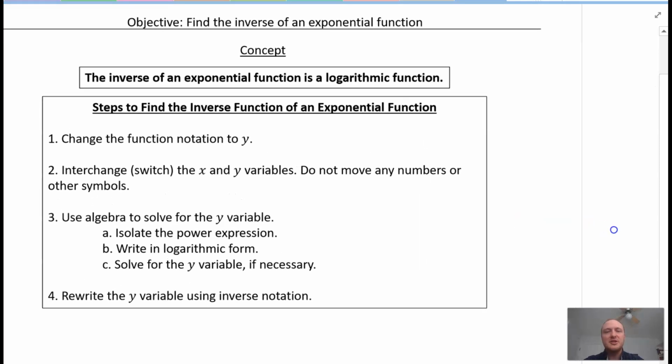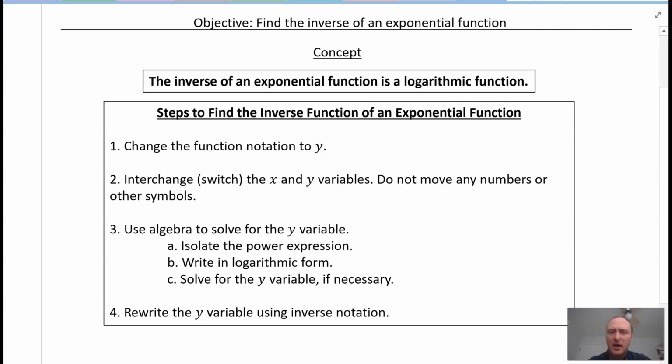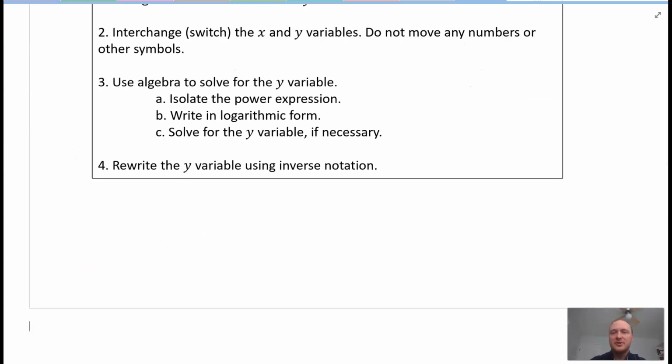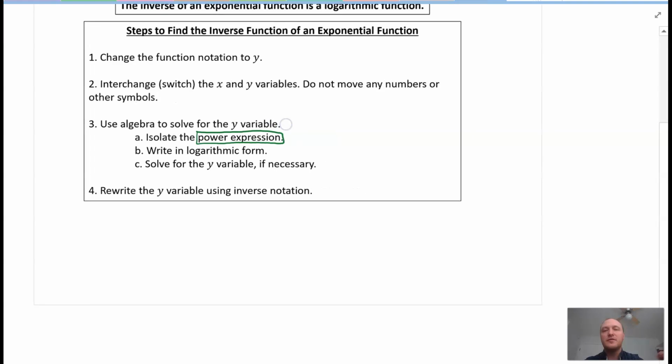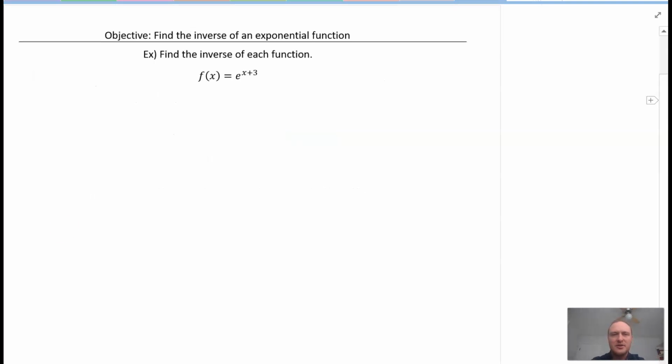Okay, so here is the procedure that we're going to follow today when we are solving for the inverse of certain functions. The steps are: 1, change the function notation to y. So we'll switch out of f of x, just change it to y. Step 2, switch x and y, right? That's how we find our inverse. Step 3, use algebra to solve for the y variable. Our first goal will be to isolate a power expression, and then I'll show you what that looks like in a moment. Then we'll write it in logarithmic form, and then we'll isolate or solve for the y variable. Since we're solving for an inverse function, we have to go back to function notation. That's very important.